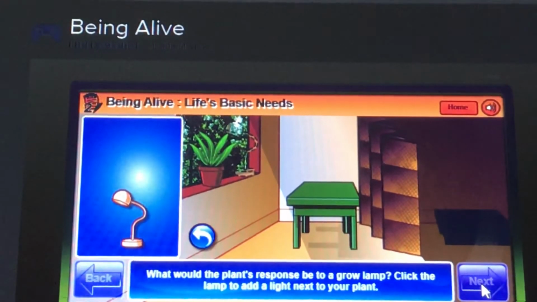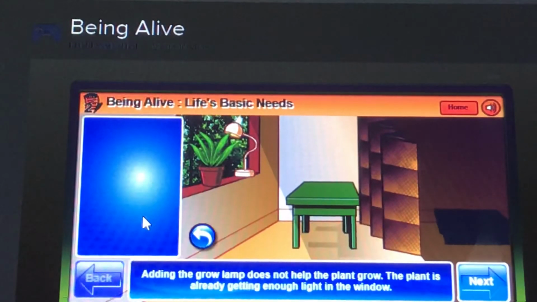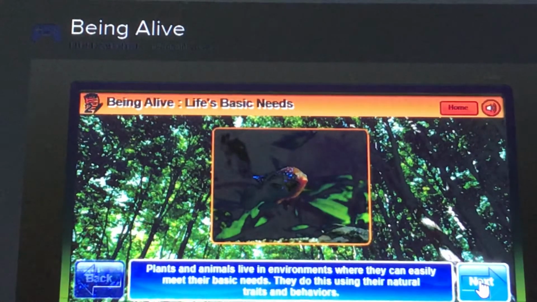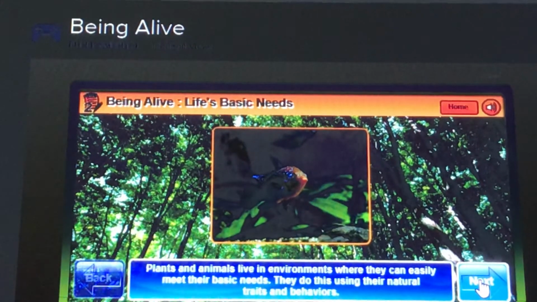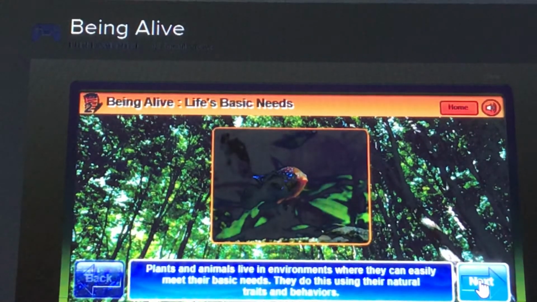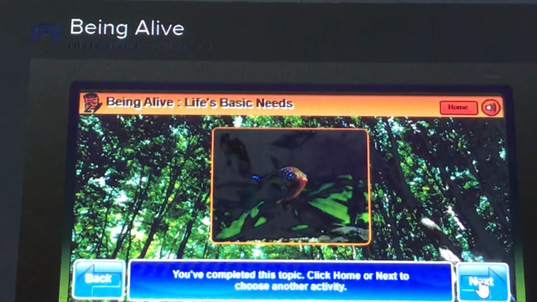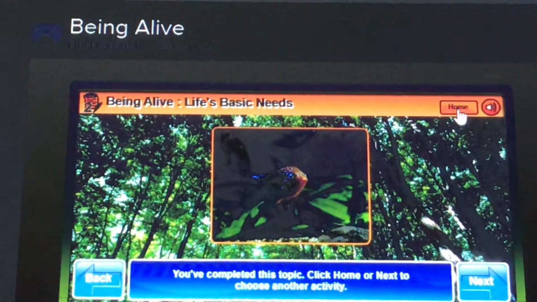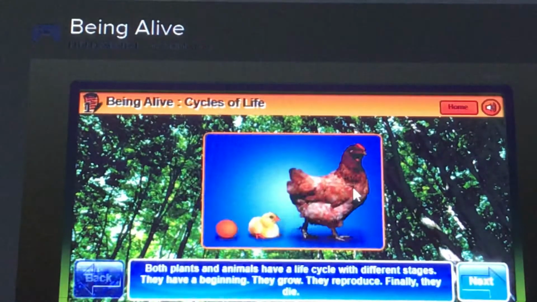What would the plant's response be to a grow lamp? Click the lamp and add the light. Adding the grow lamp does not help the plant grow. The plant is already getting enough light in the window. Plants and animals live in environments where they can easily meet their basic needs. They do this using their natural traits and behaviors. So let's hit home and we'll go and do the other one, cycles of life.